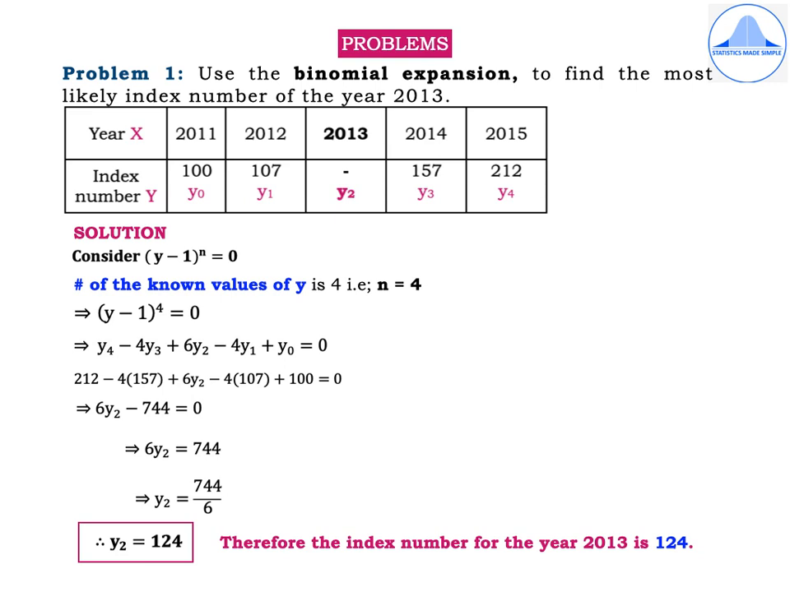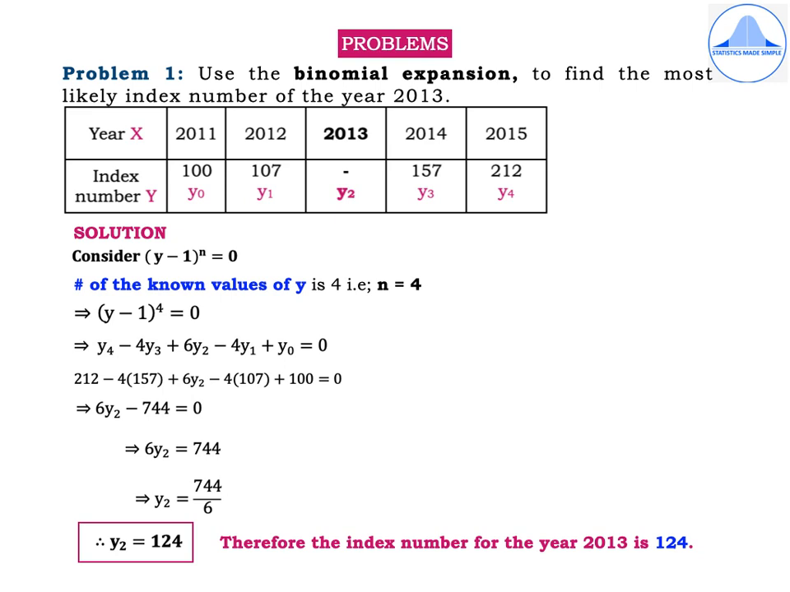Now looking at the table, substitute the values of y. So you get 212 minus 4 into 157 plus 6y2 minus 4 into 107 plus 100 equal to 0. After you simplify, you will get 6y2 minus 744 is equal to 0, or 6y2 is equal to 744. y2 is equal to 744 divided by 6. Therefore, y2 is equal to 124.